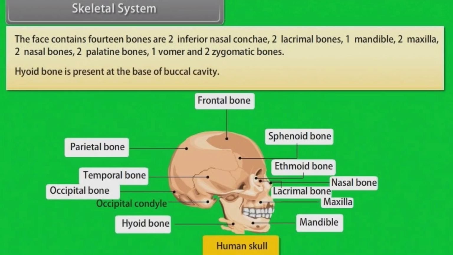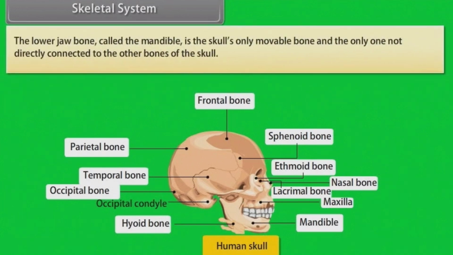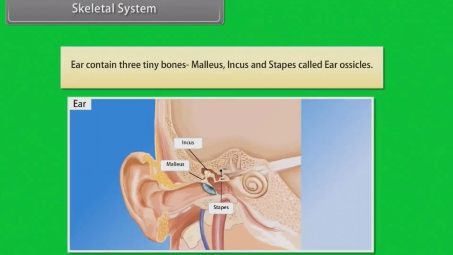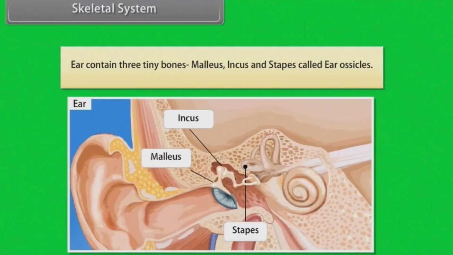Hyoid bone is present at the base of the buccal cavity. The lower jawbone, called the mandible, is the skull's only movable bone, and the only one not directly connected to the other bones of the skull. The ear contains 3 tiny bones, malleus, incus, and stapes, called ear ossicles.